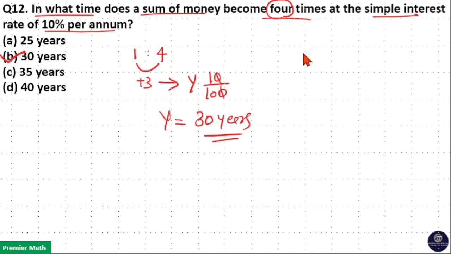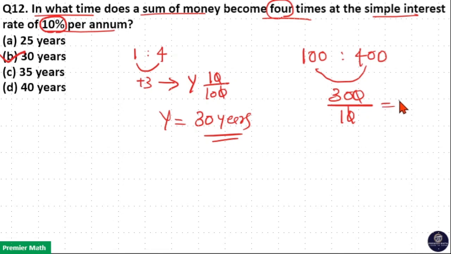Or you can solve this way, that is I invested 100 rupees in the bank. After some years, I got 4 times the initial amount, that is 400 rupees. Now the difference between the amount I received and amount invested is equal to 400 minus 100, that is 300 rupees. So this 300 rupees is the interest I received in some years. Now this 300 rupees I received at the rate of 10% per annum. So per year, 10% per annum, I received this 300 rupees. That means 30 years is the time duration here. So option B is your answer.